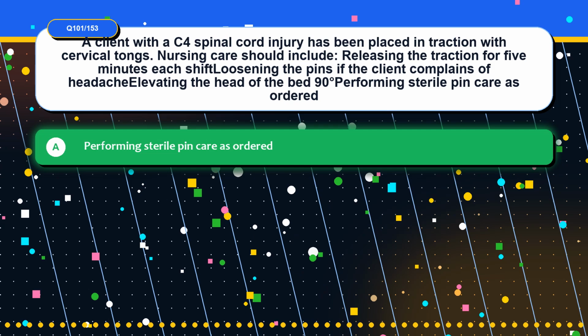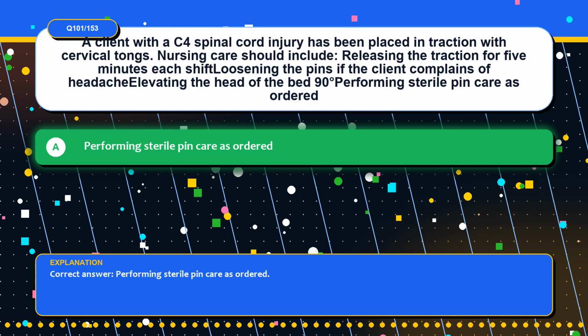The correct answer is option A. Performing sterile pin care as ordered.